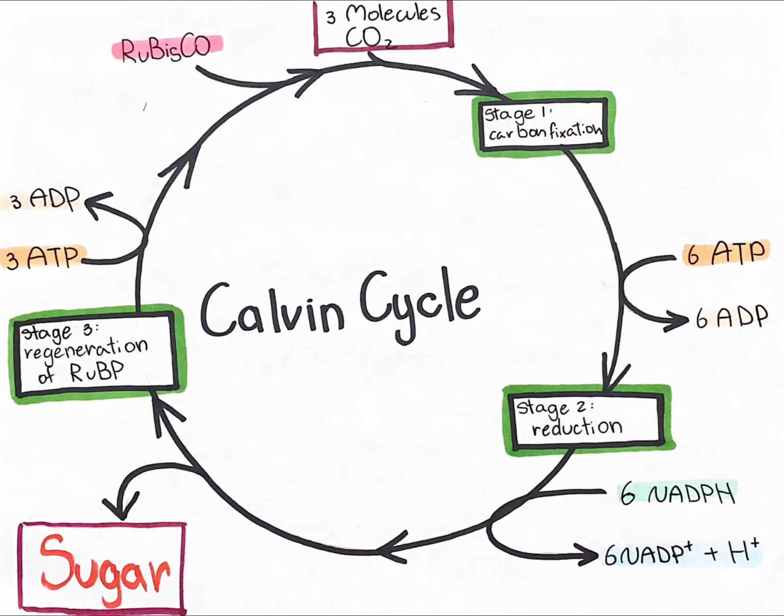In summary, the Calvin cycle begins with the fixation of carbon dioxide, proceeds to the reduction of 3-PGA to G3P using energy from ATP and NADPH, and concludes with the regeneration of RuBP. This cycle is crucial for synthesizing organic molecules, especially glucose, which serves as an energy source for the plant and other organisms.